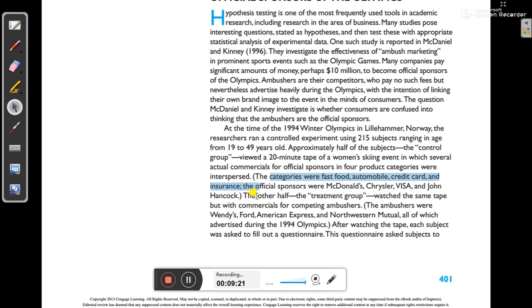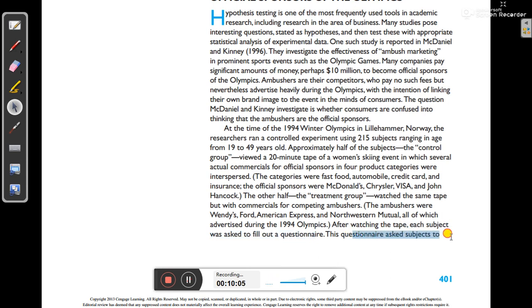The other half, the treatment group, saw the same tape but with commercials for competing ambushers. So those ambushers also try to put the same type of commercials, or the same thematic commercials, similar to McDonald's, Chrysler, Visa, and John Hancock, and in that way they try to create competition in the business. The ambushers were Wendy's, Ford, American Express, and Northwestern Mutual, all of which advertised during the 1994 Olympics. After watching the tape, each subject was asked to fill out a questionnaire.